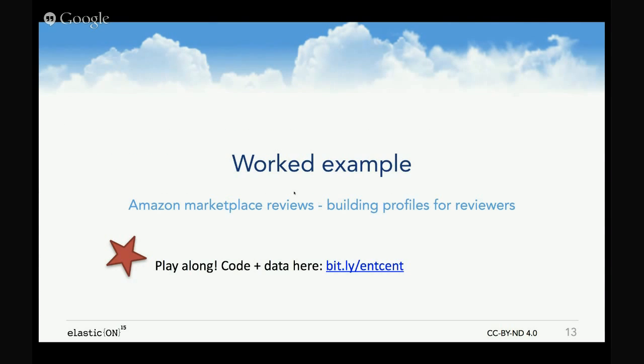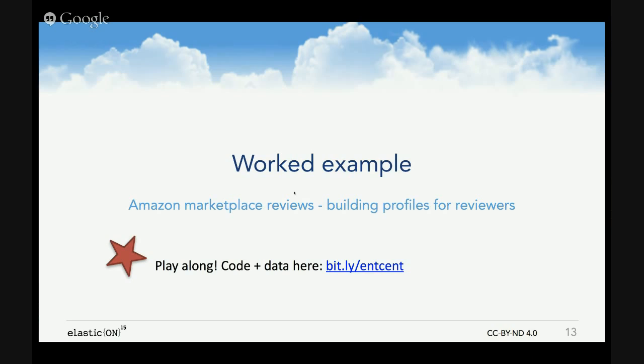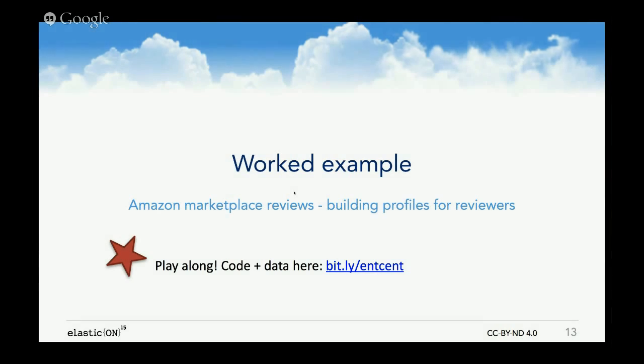So the example where I've got some code and data that you can play along with, there's the URL here, there's some anonymized Amazon data, is about marketplace reviews. So these are reviews of sellers in the marketplace in Amazon. So Amazon aren't the only people selling stuff on Amazon.com. There's a lot of independent sellers, and they get reviews. And I was very interested in the rating system for some of the sellers.